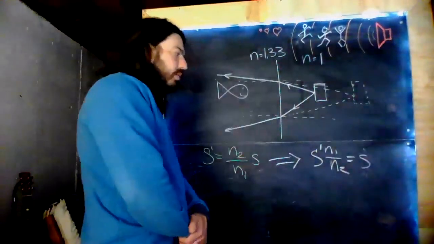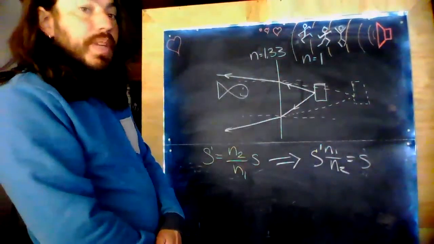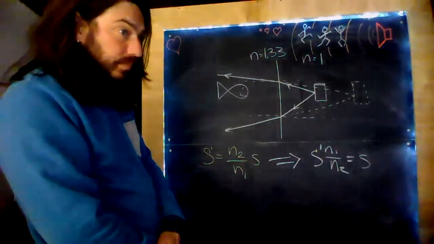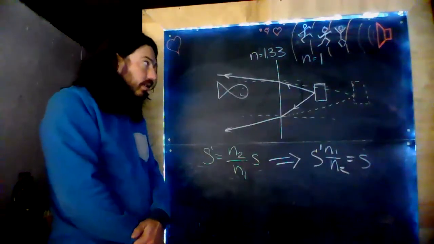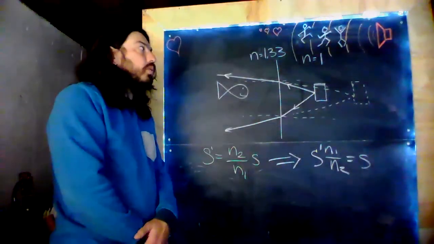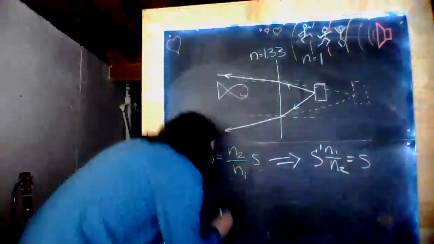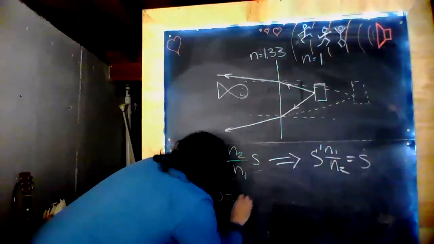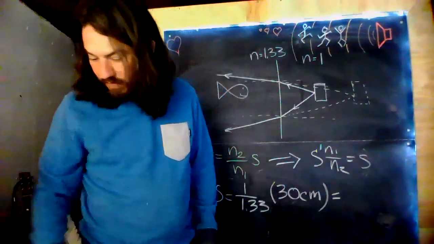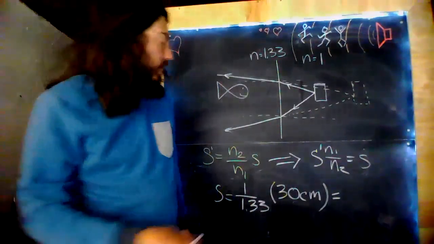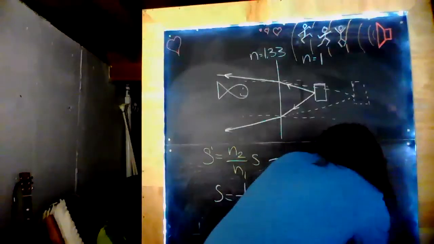So s prime times n1 over n2 equals s. Do notice that the object is in n1, and so in this case n1 is 1. And when we run our calculator, we get an answer of 22.6.